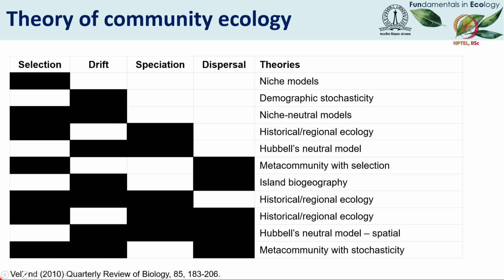Selection is when, for example, the abiotic properties of the environment, for example temperature and rainfall, allow certain species to exist in certain locations, those species that are physiologically adapted to those kinds of conditions, but not other species whose physiologies do not allow them to colonize those habitats, do not allow them to exist in those habitats. So that's one example of selection. We'll get into other examples of selection.